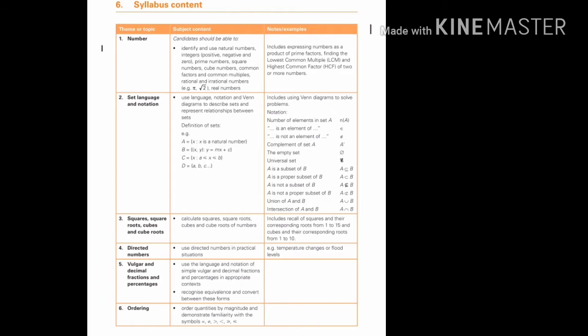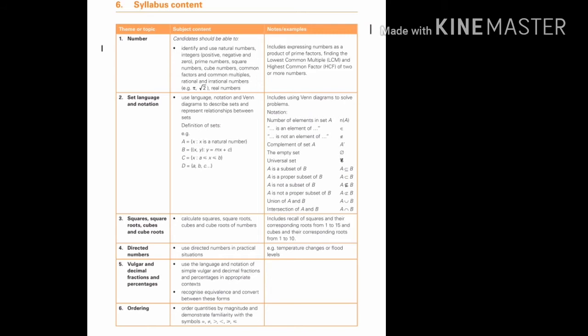Chapter 2 includes set language and notation, the use of language, notation, and Venn diagrams to describe sets and represent relationships between different sets. It also includes the definition of sets. Chapter 3 includes squares, square roots, cubes, and cube roots. The subtopic includes calculating the squares, square roots, cubes, and cube roots of different numbers.